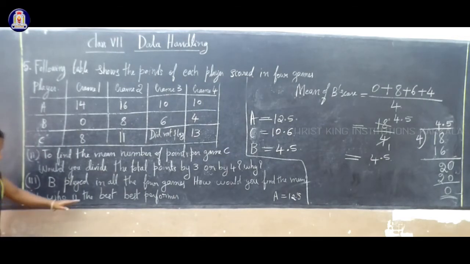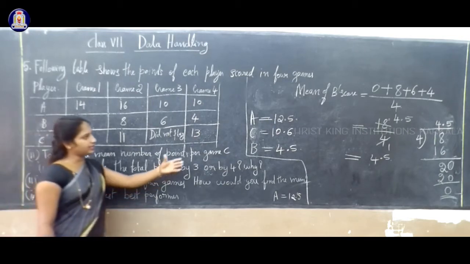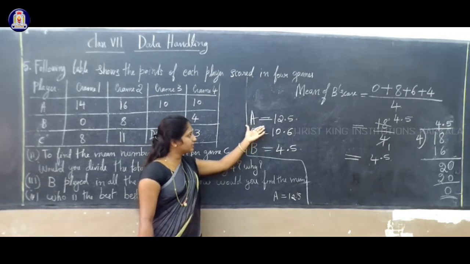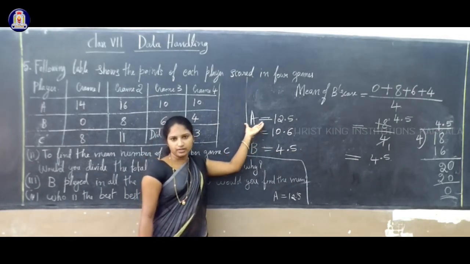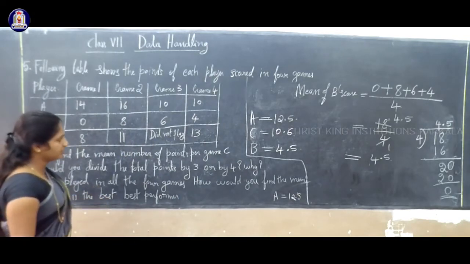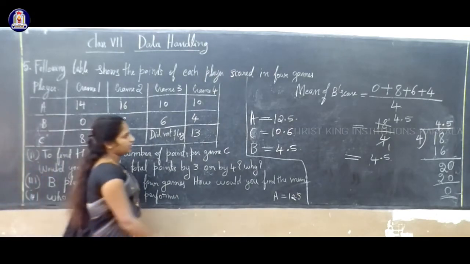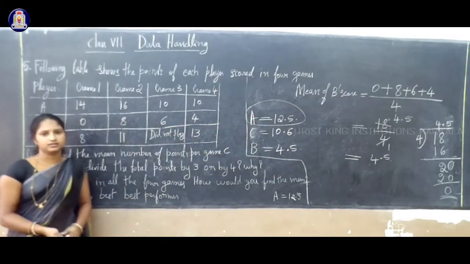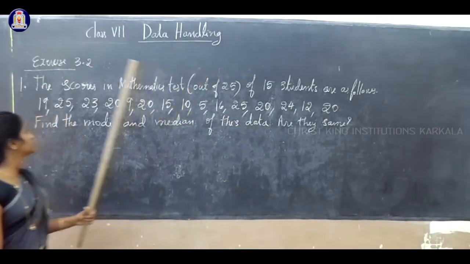One more question they asked, that is the fourth one. Who is the best performer? Now we have to compare the averages of A, B and C. We can see that A secured good points, isn't it? That means A is the best performer. He scored 12.5 points on average. Clear? Okay.